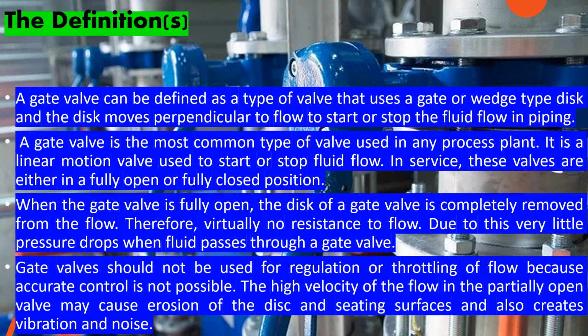This valve is, as we know, the most common type of valve used in process industries or process plants. It is a linear motion valve. Remember, it is a linear motion valve which is used to start or stop fluid flow. These valves are either fully open or fully closed. You cannot partially close or partially open this type of valve.